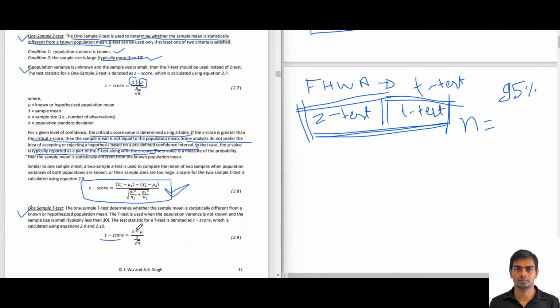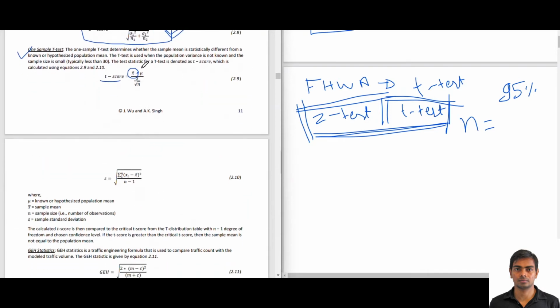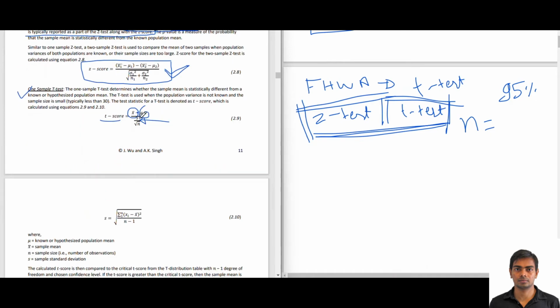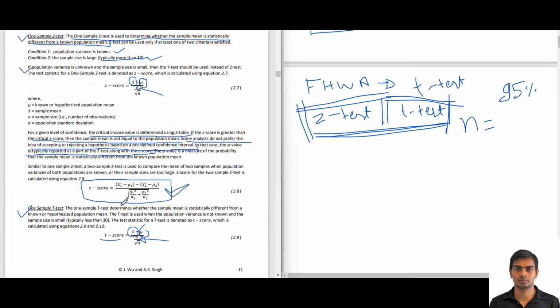T-score is given by sample mean minus population mean divided by S over root n, where S is the standard deviation of the sample. So here we have this sigma, which is the standard deviation of population. Here we have S, which is standard deviation of the sample, divided by root over n. So the difference between z-score and t-score is this S versus sigma.